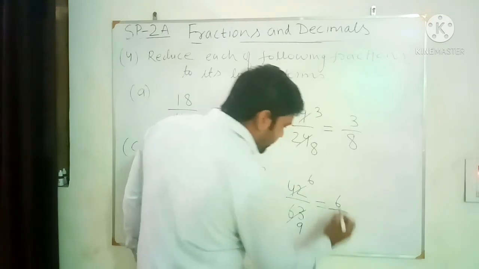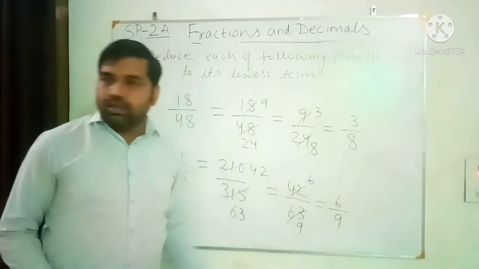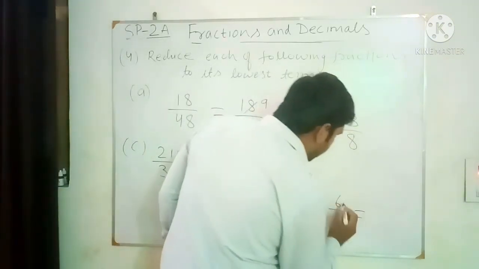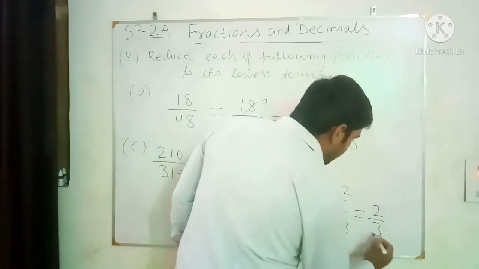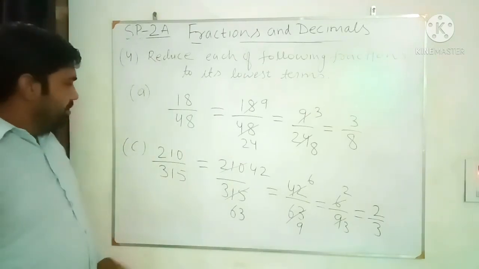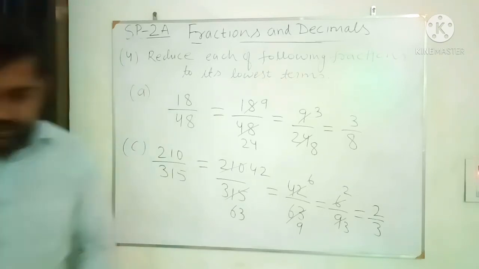Now see again, both 6 and 9 are divisible by 3. In the table of 3, 6 also comes and 9 also comes. So again we divide the two numbers: 3 2s are 6 and 3 3s are 9. Now I got 2 by 3. Both are prime numbers, 2 is prime and 3 is prime. So that is the lowest form, 2 by 3. Like this we have to solve such types of questions.